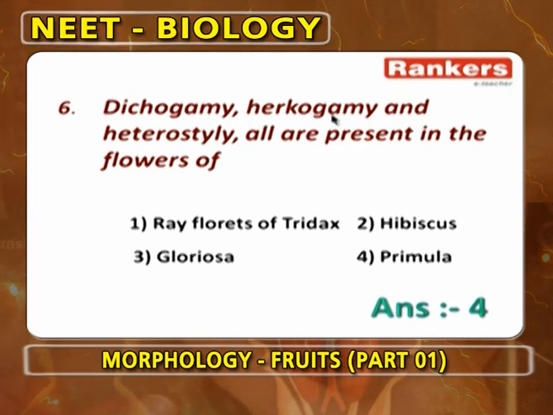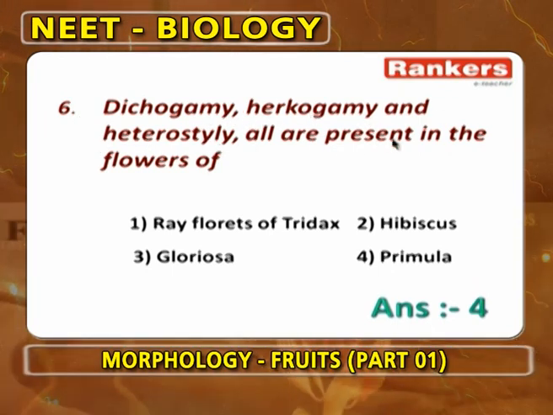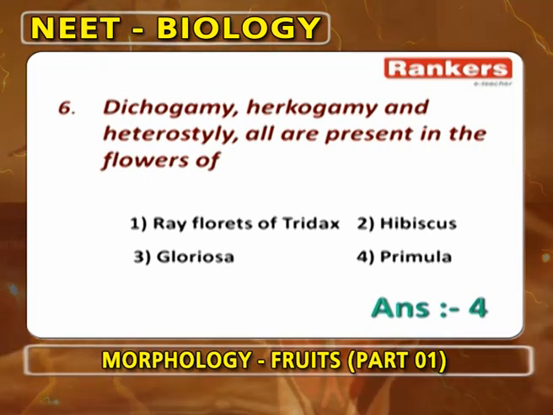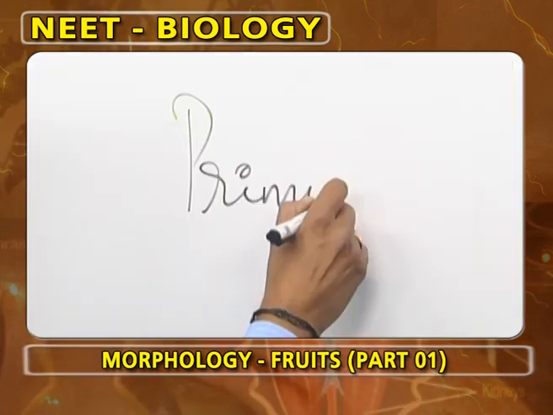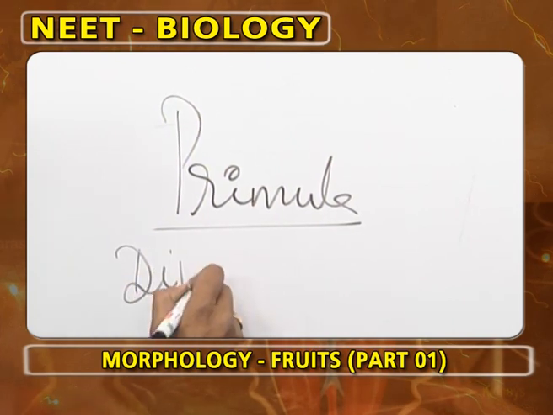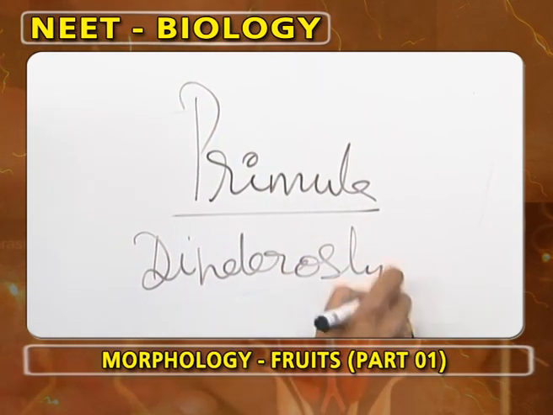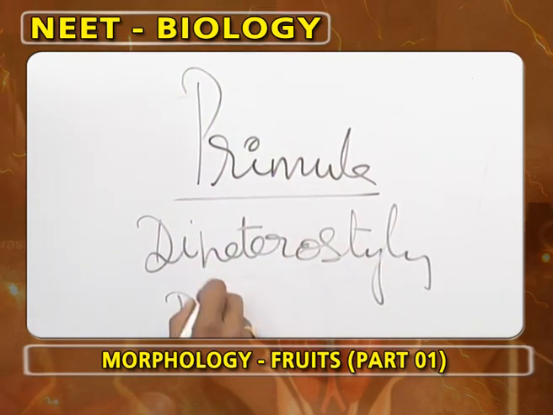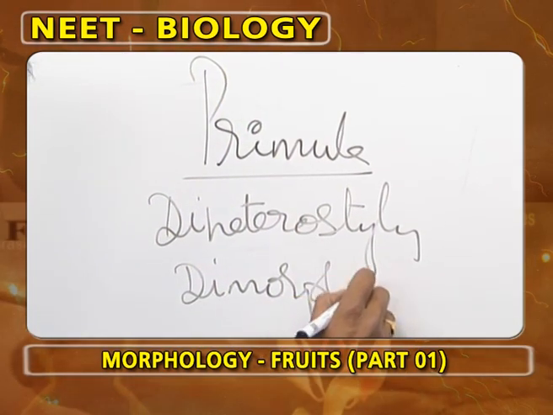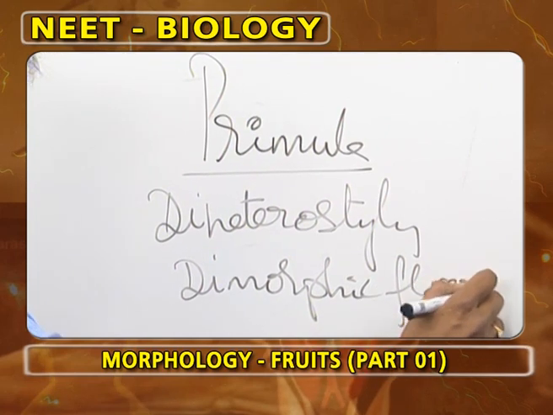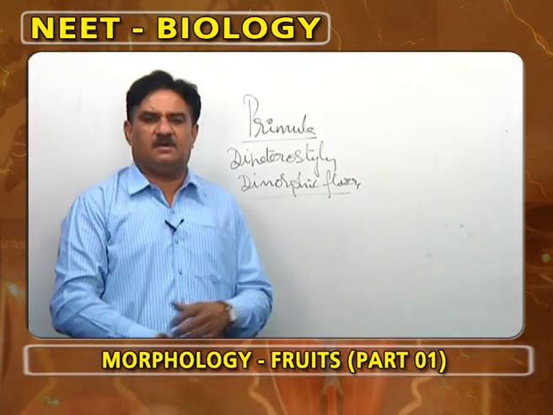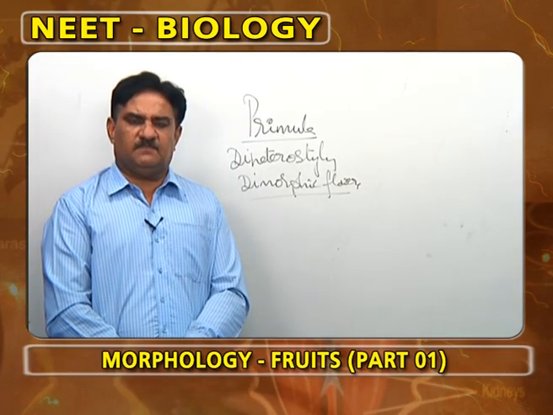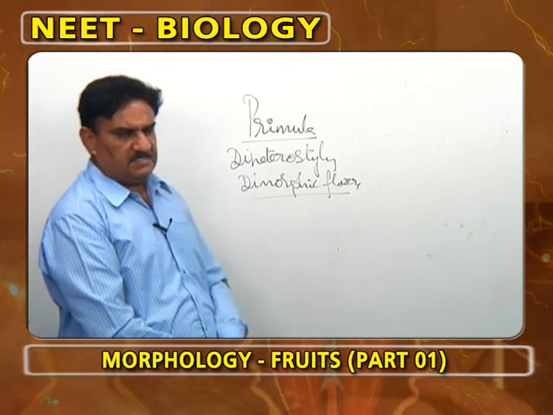Dichogamy, hercogamy and heterostyly all are present in the flowers of Primula, because Primula shows diheterostyly. Diheterostyly means presence of dimorphic flowers. Dimorphic flowers means 2 different types of flowers. A single plant shows some flowers with long styles and short stamens, some flowers with short styles and long stamens.